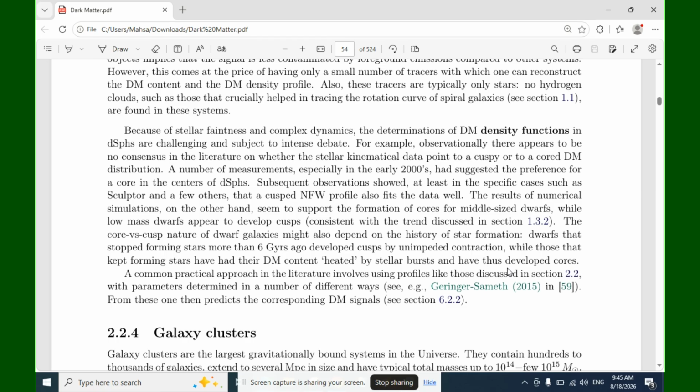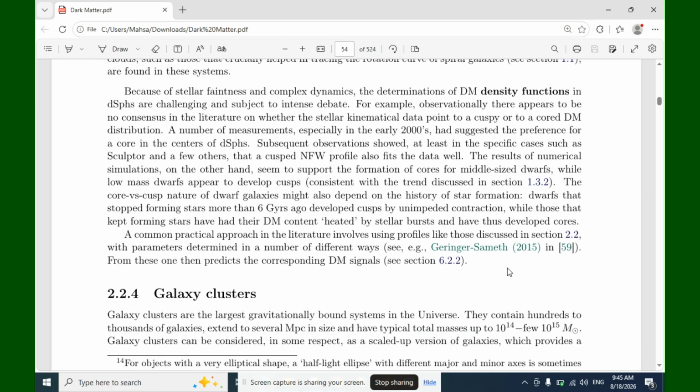A common practical approach in the literature involves using profiles like those discussed in section 2.2, with parameters determined in a number of different ways. For example, Geringer-Sameth et al. in 2015, reference 59. From this, one then predicts the corresponding dark matter signal in the next sections.